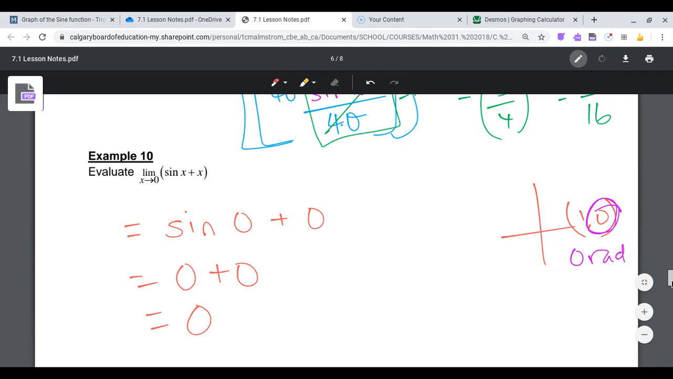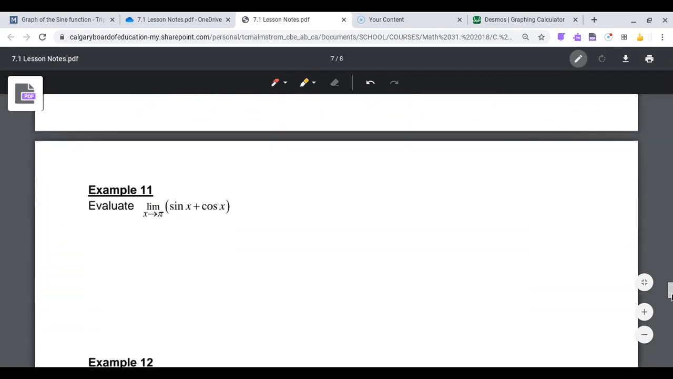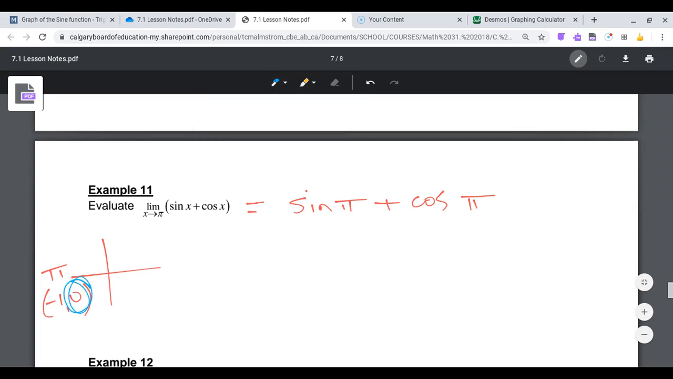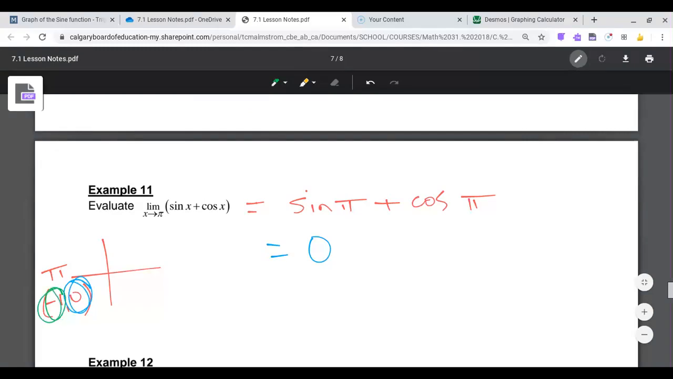All right, and example 11. I believe direct substitution will work on this one as well. So this is equal to sine pi plus cos pi. Now I'm over here at pi. The coordinates are -1 and 0. So sine of pi is the y coordinate, 0, plus cos pi is the x coordinate. So 0 plus -1 is just -1.